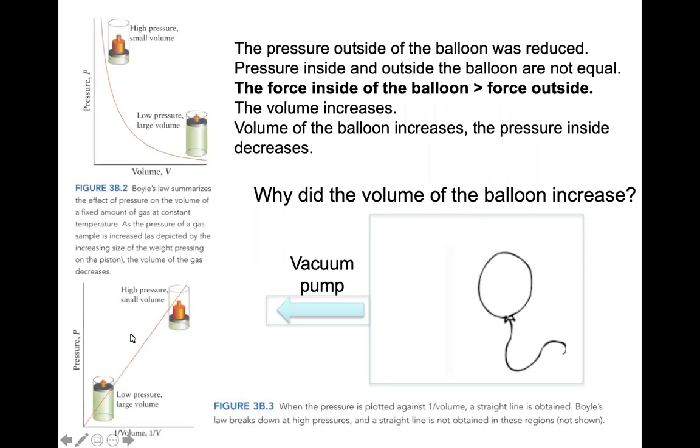There's an inverse relationship here between the pressure and the volume. As we just saw in our balloon case, the volume was getting bigger inside the balloon and its pressure was decreasing. So in terms of pressure and volume, when one goes up, the other one goes down within our relationship.